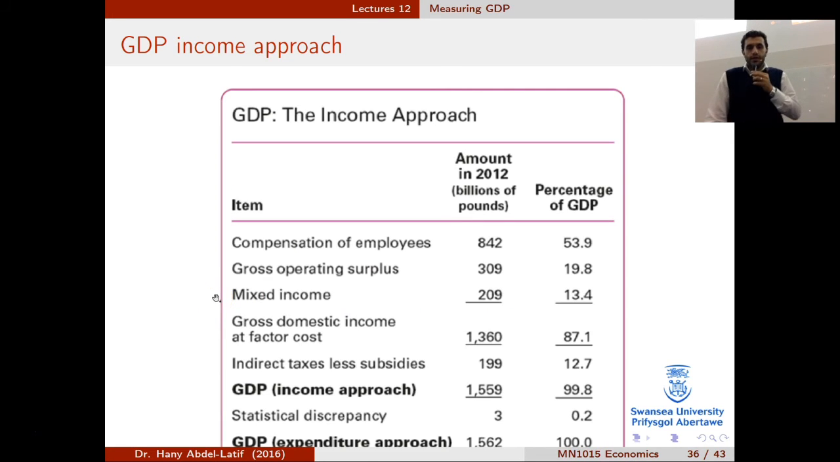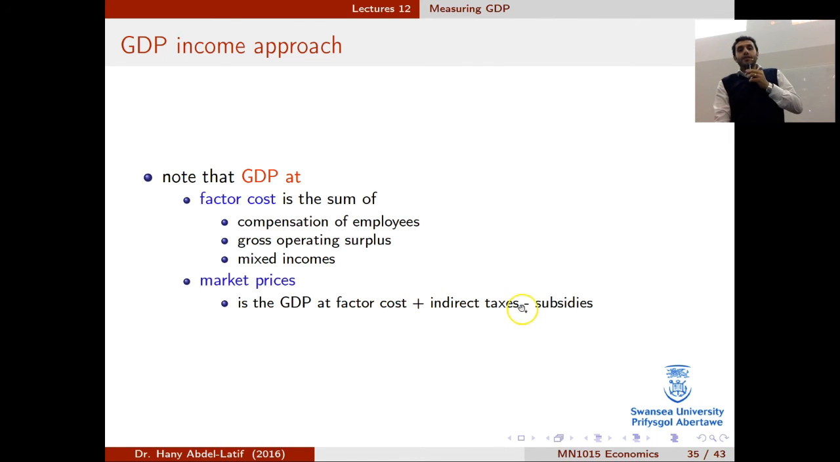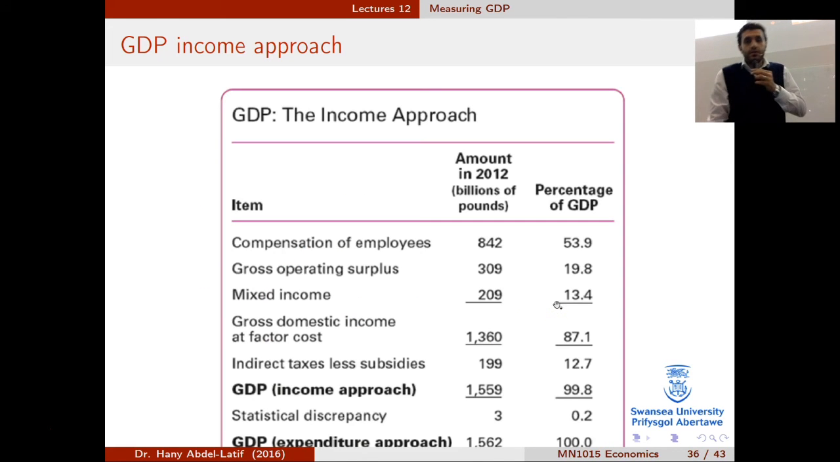So let me show you this example. What we have here, these are all incomes. When you add this together, you will obtain the GDP at factor cost. Remember, we added all these together, all the incomes in this economy. This will give us the gross domestic product, the GDP, at factor cost, which is this number. But to get this at the market price, you need to add the indirect tax minus subsidies. And that's what we have in the rest of the example. So this is indirect tax, less subsidies. This will give you the GDP at market prices.